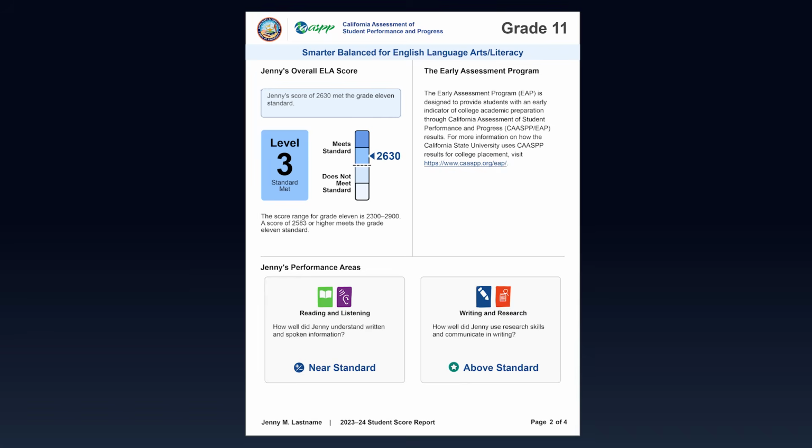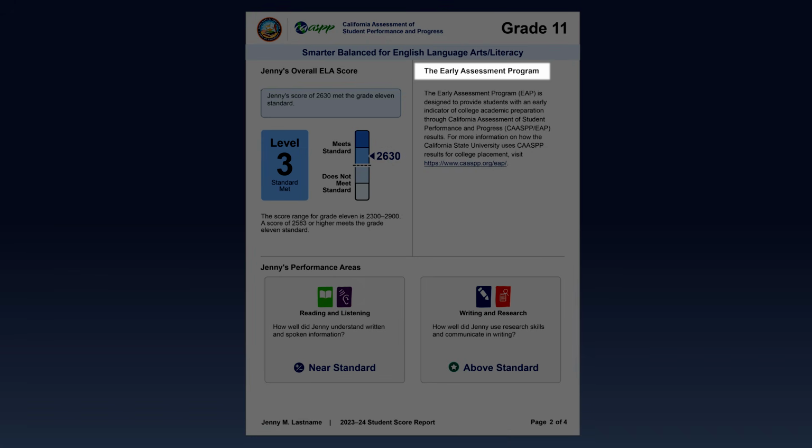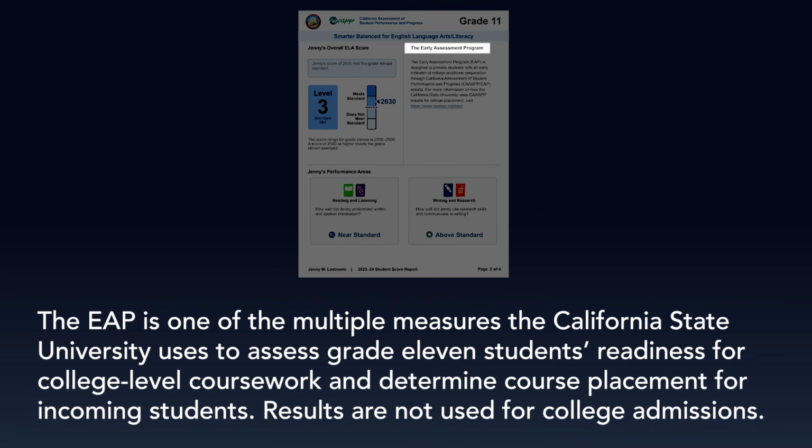Since students do not take the ELA and Mathematics test in grades 9 and 10, the score history section will not appear for students in grade 11. In its place is information about the Early Assessment Program, or EAP. The EAP is one of the multiple measures the California State University uses to assess grade 11 students' readiness for college-level coursework and determine course placement for incoming students. Results are not used for college admissions.